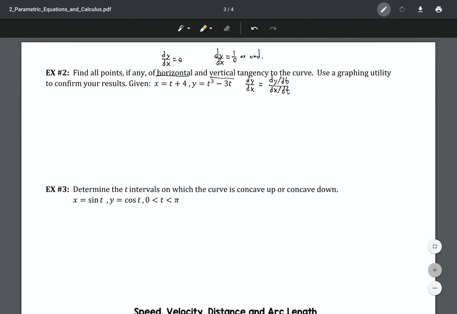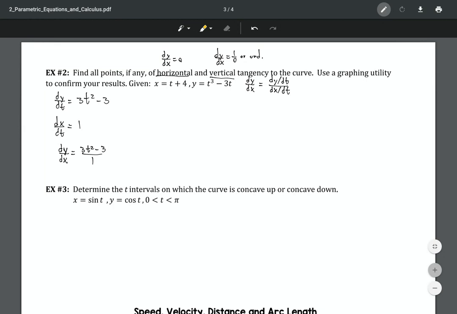So to take the derivative of y, dy/dt is equal to 3t squared minus 3. And dx/dt is going to be equal to 1. I'm just taking derivatives of this. So this one's actually not too bad, because to find dy/dx, I just have to divide those two derivatives that I found above. 3t squared minus 3 over 1, which is just 3t squared minus 3.